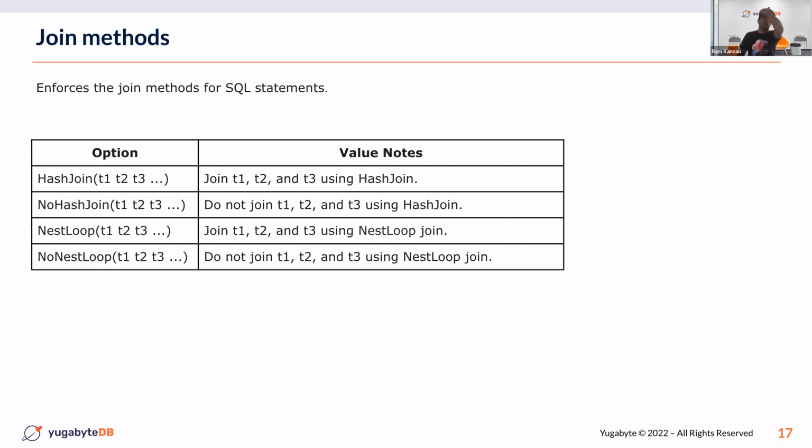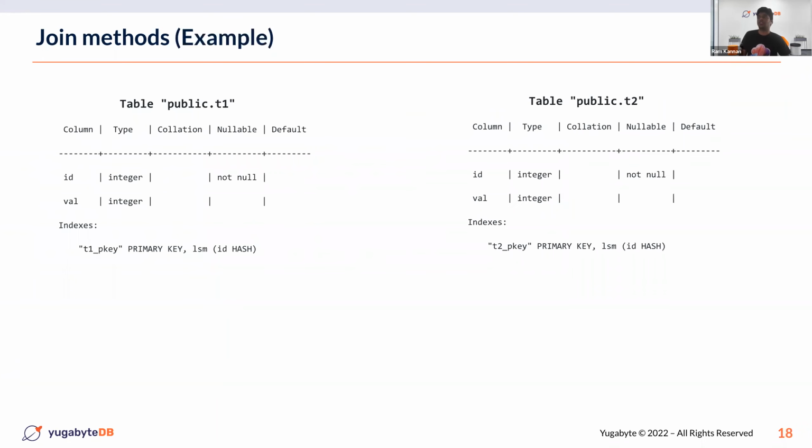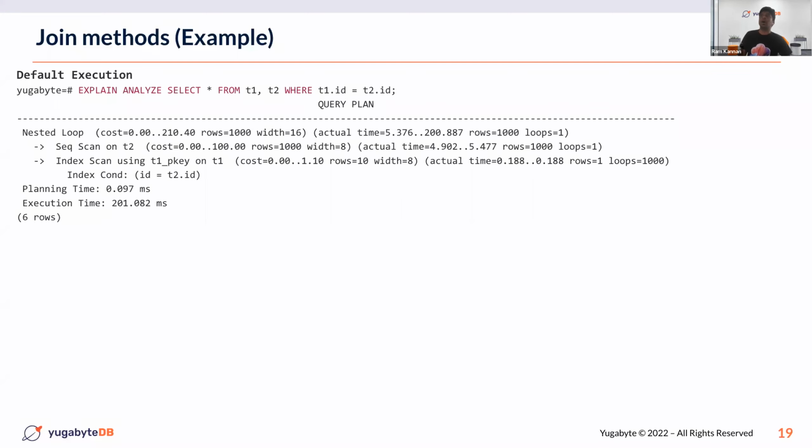Right. So now that we have talked about scan methods, I'll also show you a simple example where using pg_hint_plan, we can enforce a specific join method for SQL statements. For instance, we have two tables of the same schema, ID and val, and we just have the primary key index, no special indices, right? The first table has 10,000 rows, and the second table has 1,000 rows. And if you are trying to do a join of these two tables on their primary keys, right?